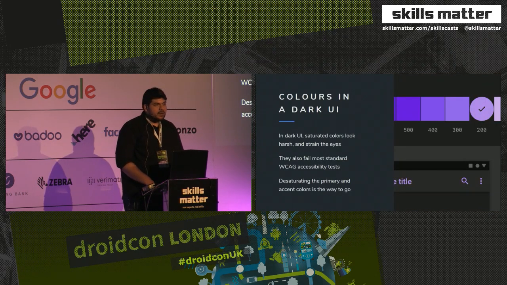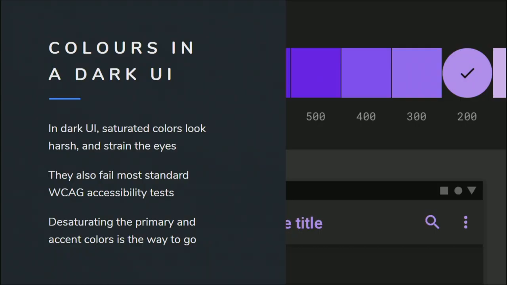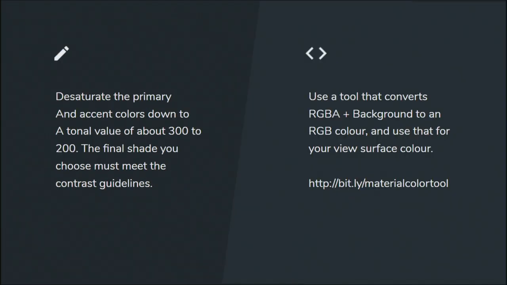The problem with using the same colors that you use in light design is that the saturation levels are too high for those colors. Using the same colors in dark design results in a very harsh look to the app, and more often than not, it doesn't meet any contrast or accessibility guidelines. As a result, it simply doesn't work. The way to go about fixing this is desaturating the primary and accent colors. If you're a designer, you need to desaturate the color palette that you use down to a tonal value of about 300 to 200. Those are the colors that typically tend to work best.